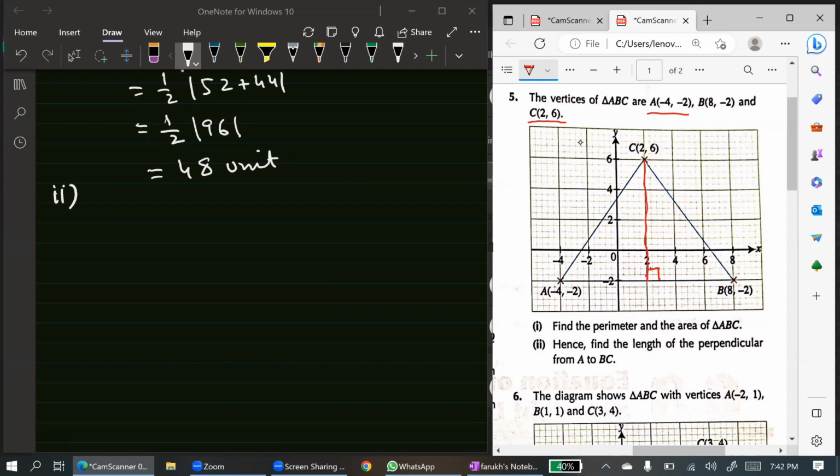We have the area of the triangle as 48. Now we can also find out the area of this triangle with the help of the formula: area is equal to half into base into height. Area is 48, equal to half into base into height. We will choose AB as the base.